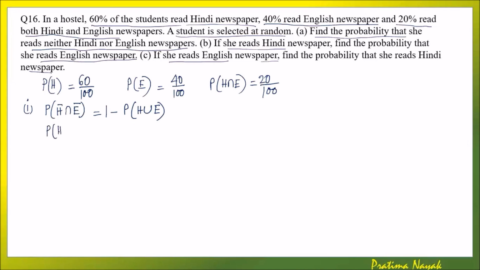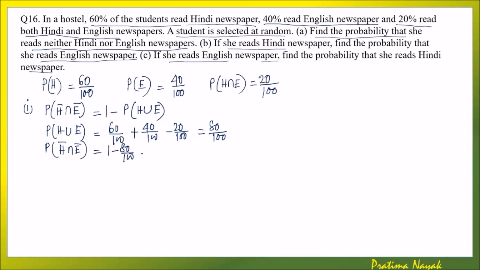P(H or E) is equal to 60 by 100 plus 40 by 100 minus 20 by 100. So how much will it be? 80 by 100. Then the probability of neither Hindi nor English is again 1 minus 80 by 100. That will be 20 by 100 or 20%.